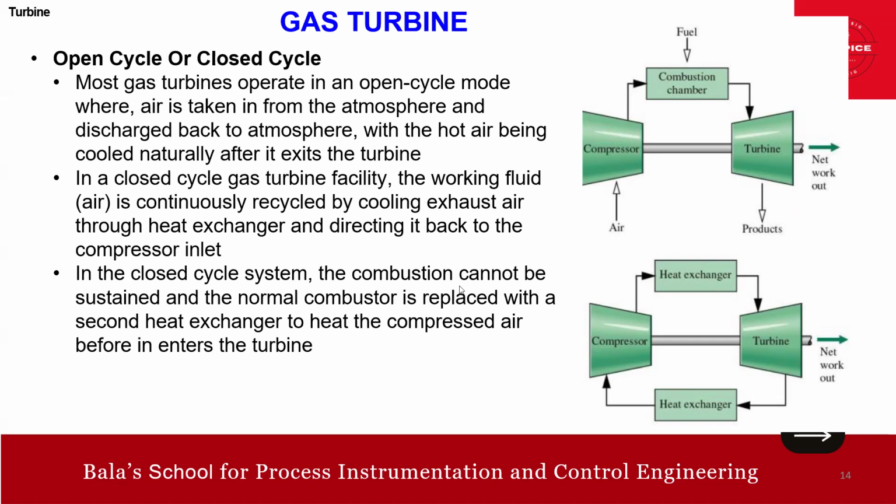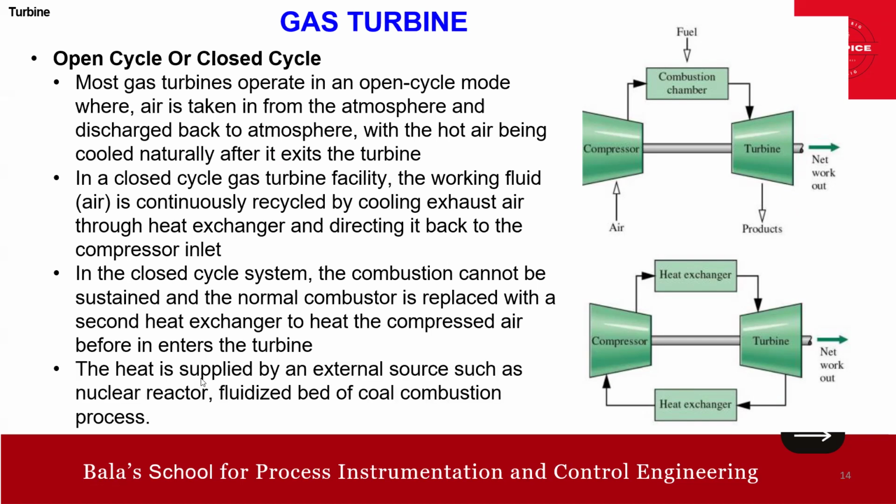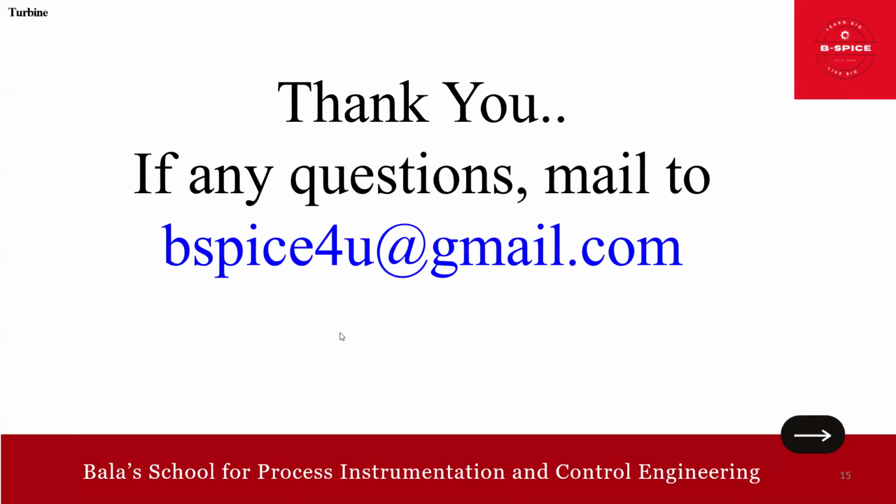So in a closed system, combustion cannot be sustained and the normal combustor is replaced with a secondary heat exchanger to heat the compressed air before it enters the turbine. Okay, so this heat is supplied by an external source such as maybe a nuclear reactor or maybe a fluidized bed of coal combustion process. This is about the simple talk on open and closed cycle, friends. So that's all I have on this topic.